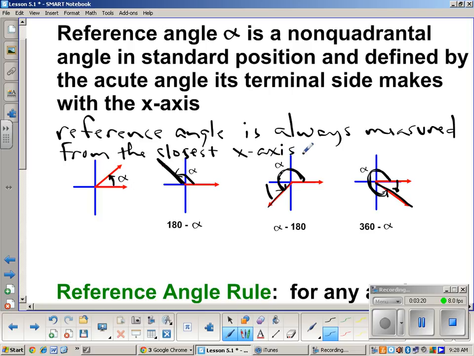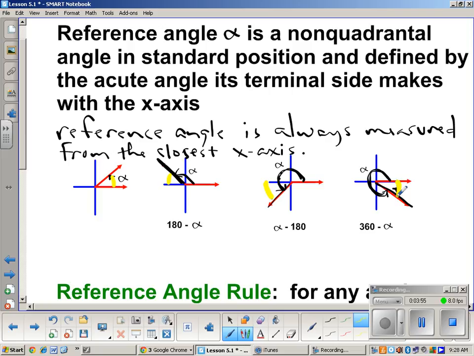Okay? And so if I go yellow here, this angle is our reference angle. In this case, this angle here is our reference angle. In this case, this angle here is our reference angle. And in this case, this angle here is our reference angle. Okay? We're referring it to the closest x-axis. And it's always positive. Okay? Our reference angle will always be positive.